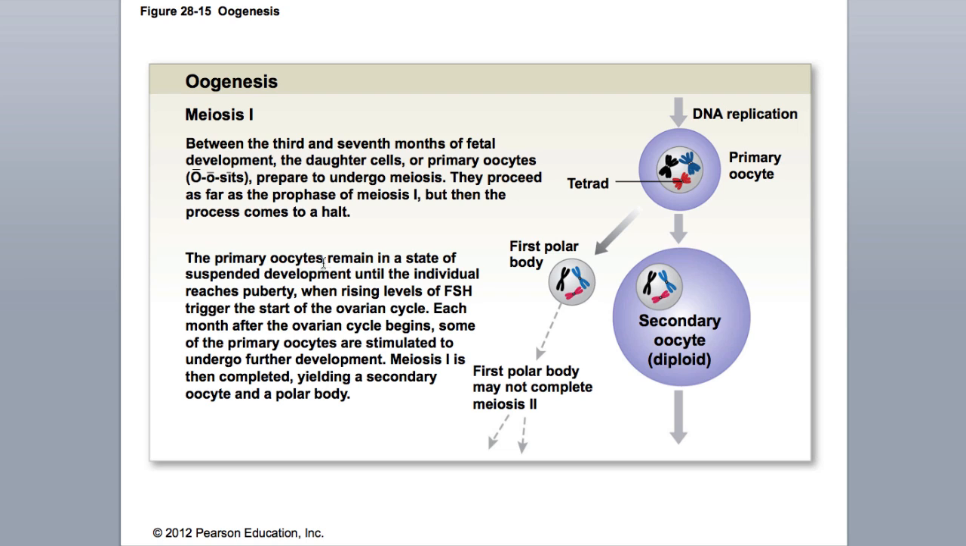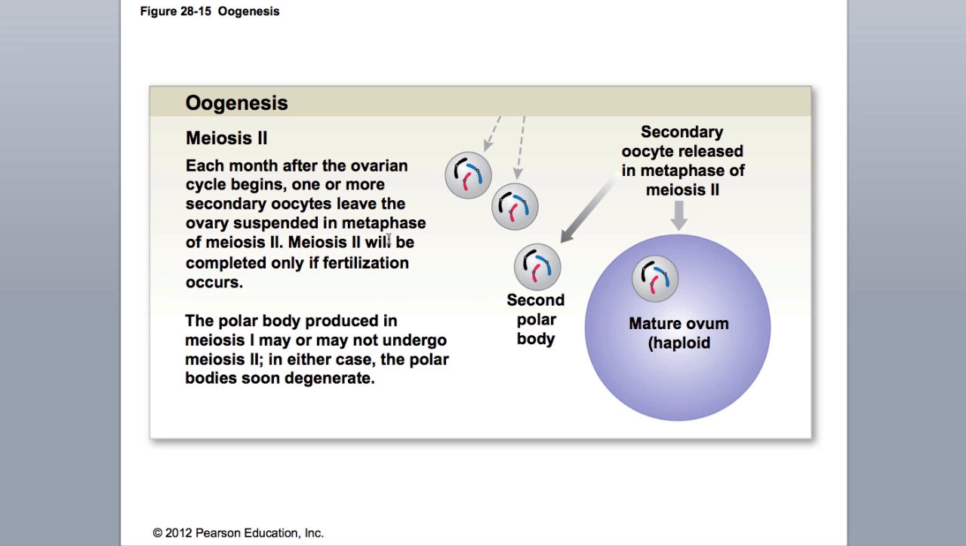The primary oocyte remains in a state of suspended development until the individual reaches puberty, when rising levels of FSH trigger the start of the ovarian cycle. So whatever pre-primordial eggs you have, they're frozen right at meiosis 1, and then they continue once they reach puberty. So when a person reaches puberty, that's when they continue. This slide is important.